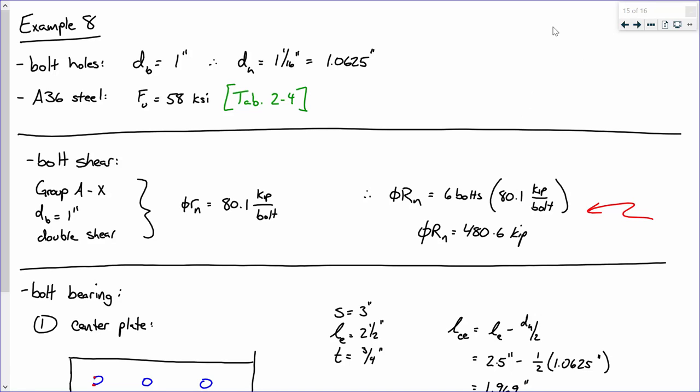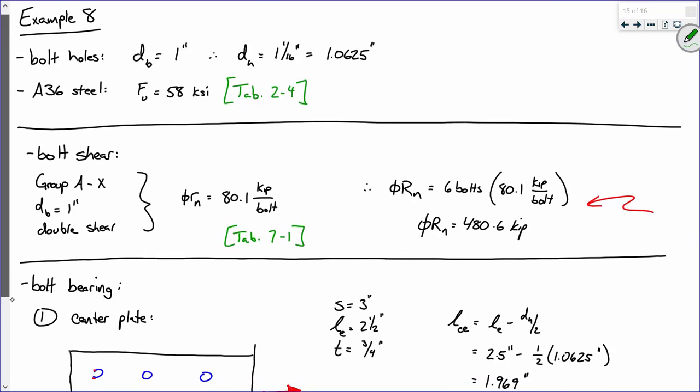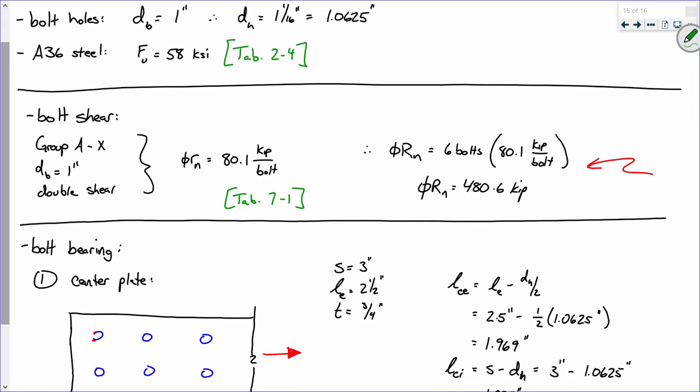So here's the example. We had 1-inch diameter bolts. Our hole diameter was 1 1/16. We had A36 steel, so there's our ultimate tensile stress. For bolt shear, we just said, all right, we have 80.1 kips per bolt, and we looked that up based on table 7.1. And then we said, well, if that's the phi Rn for a single bolt, and we have 6 bolts, it's pretty simple from there. So I'm actually going to write table 7.1. Okay, so we got a bolt shear capacity for this connection of about 481 kips.